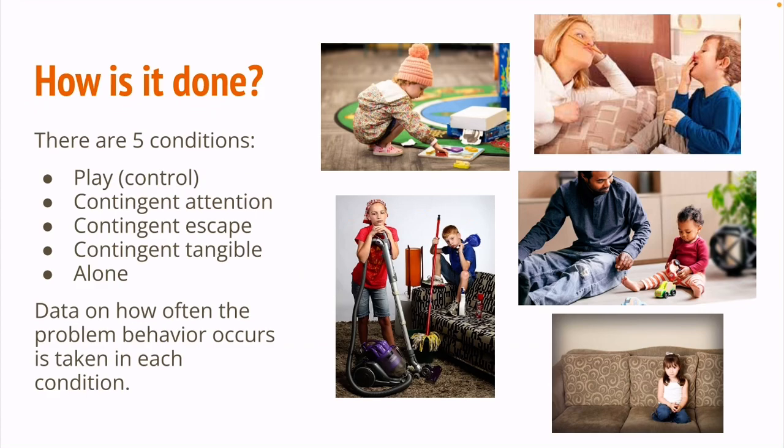How is it done? There are 5 conditions. The play condition, which is the control. We always need something to measure against, something to compare to. We have the contingent attention, contingent escape, contingent tangible, and the alone condition. And in each condition, the data is collected on how often the problem behavior occurs.